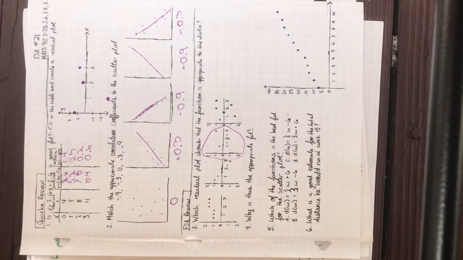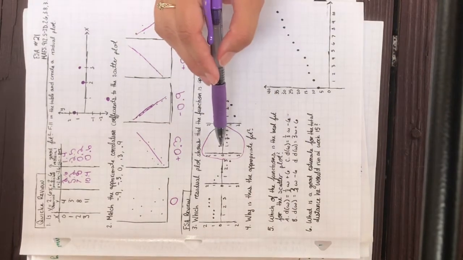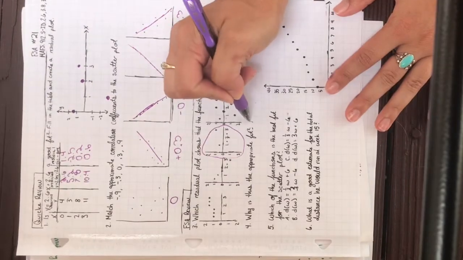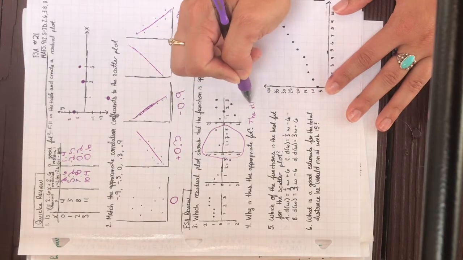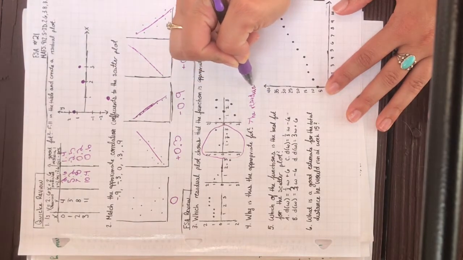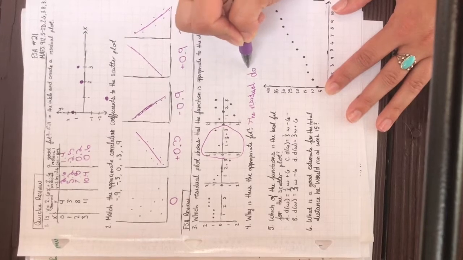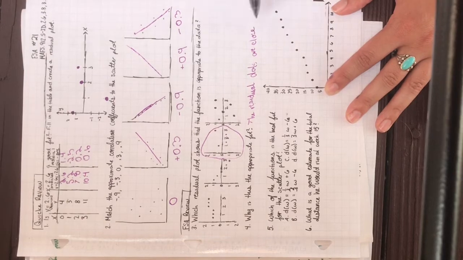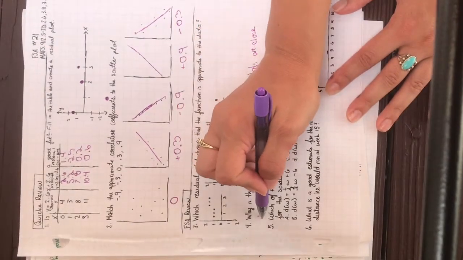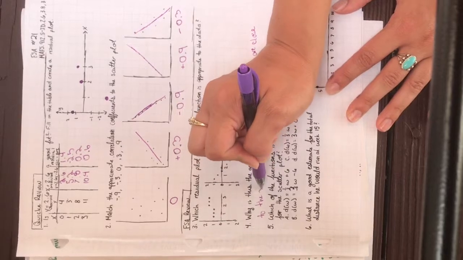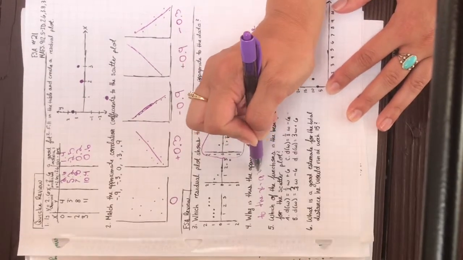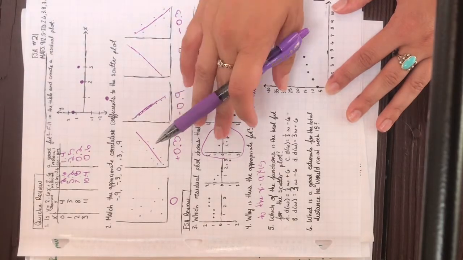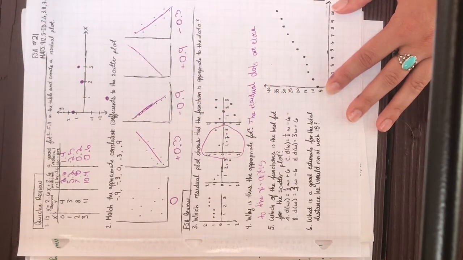So number 4, why is this an appropriate fit? The residual dots, sorry, my handwriting's not great, are close to the x-axis. And this actually is our correlation coefficient. So it has a correlation coefficient that is close to 1.